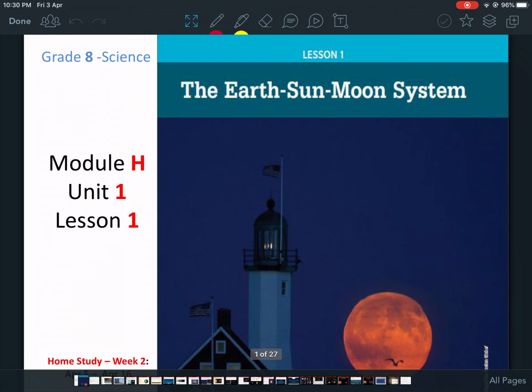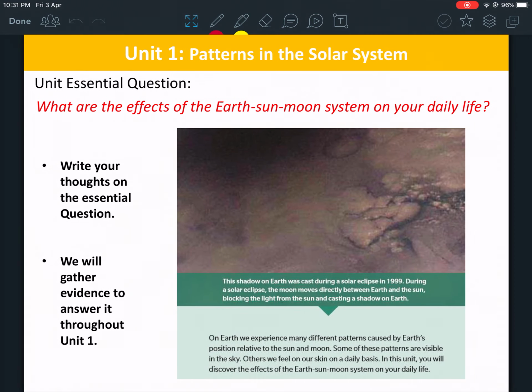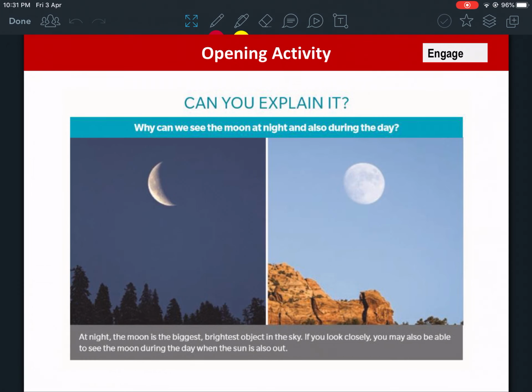So it's the Earth, Sun, and Moon system. In this lesson, you're basically going to learn about why we see the moon rising and setting, why we see different patterns of the stars during the year, how the moon revolves around the Earth, how the moon moves, how the Earth moves, how the sun moves. We're going to learn about moon cycles and eclipses. But just for today, we're basically going to learn about a few things.